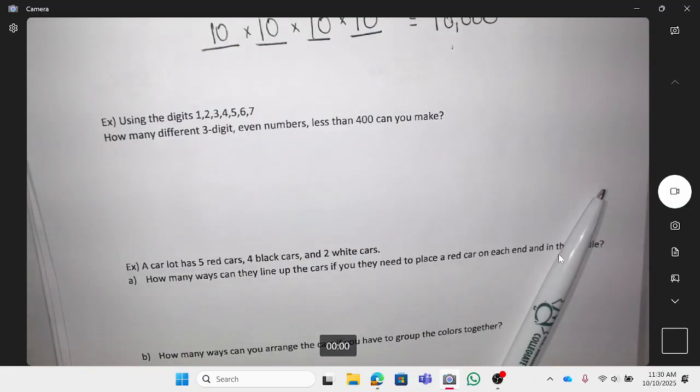How many different 3-digit even numbers less than 400 can you make?